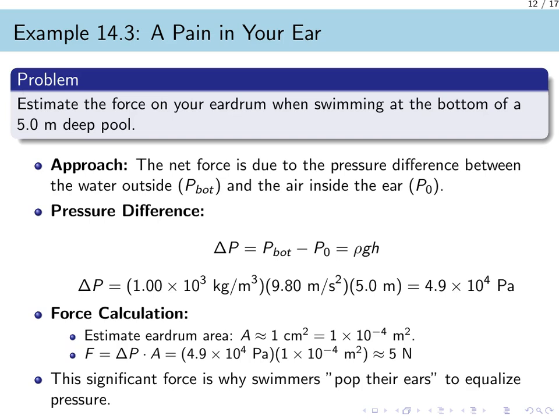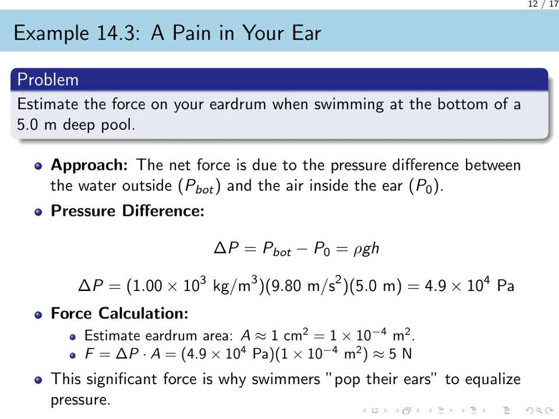Let us apply our understanding of pressure and depth to a common experience: the feeling of pressure in your ears when you swim to the bottom of a pool. This example calculates the net force on an eardrum at a depth of 5 meters. The key is to find the net force, which is caused by the pressure difference between the water outside and the air inside your middle ear. We assume the air inside is at normal atmospheric pressure.